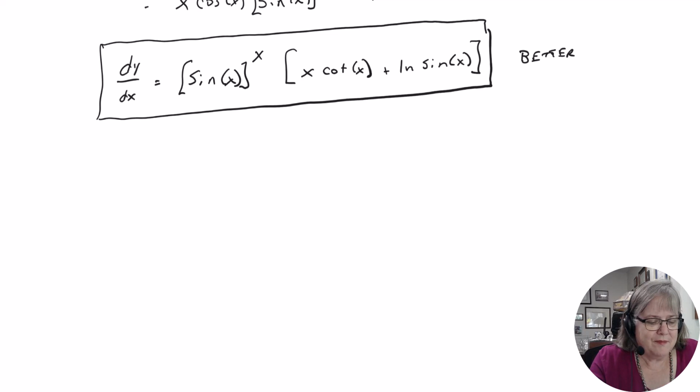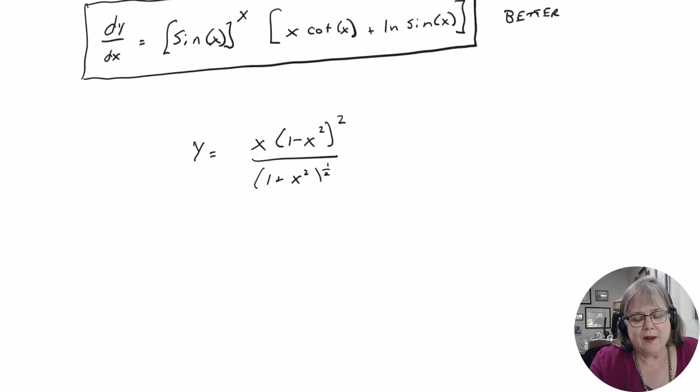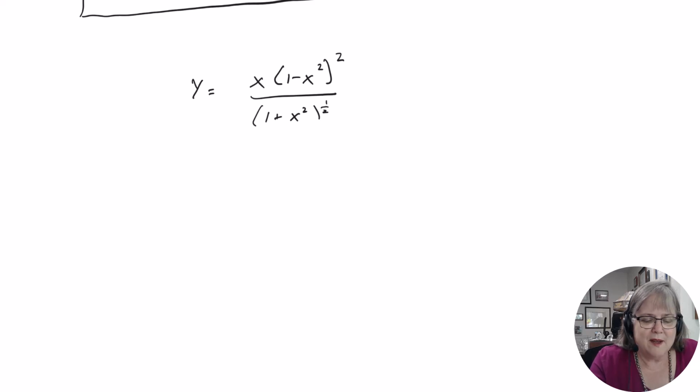All right, so here we go. One more. All right, so what if you have y is equal to x times 1 minus x squared over 1 plus x squared to the 1/2 power? It's supposed to be a half. All right. Now, this one I can see, maybe I don't want to do the product rule, quotient rule, power rule, and everything all together at one time, but I think you've probably worked one like this, probably in class. But we're on the logarithmic differentiation technique. So we're going to take the natural log of both sides.